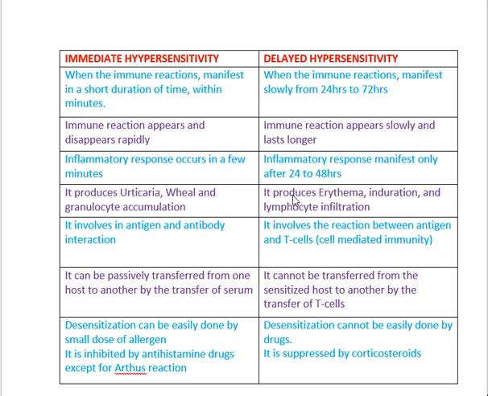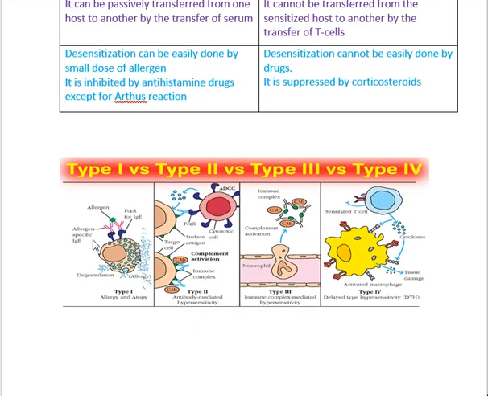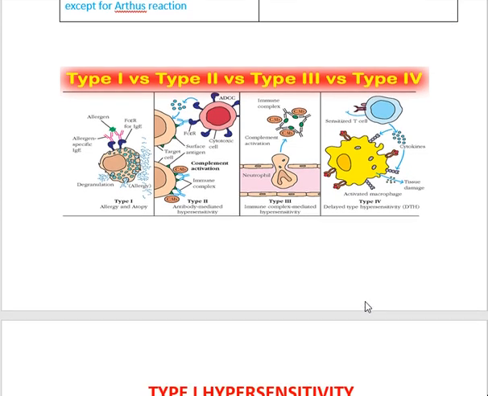Now let's begin with the Coombs and Gell classification, where they have classified hypersensitivity into majorly four types. Type 1, which is also called anaphylaxis, then type 2, which is also called antibody-mediated hypersensitivity, type 3 is called immune complex mediated, and type 4 is called delayed type hypersensitivity or cell mediated hypersensitivity.